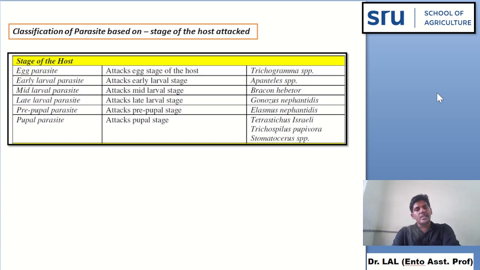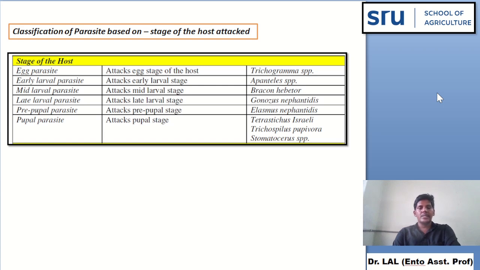Next, classification of parasites based on stage of the host attacked. That is, egg parasites attack the egg stage of the host. Example is Trichogramma species. Early larval parasites attack the early larval stage, that is Apanteles species. Mid larval parasites attack the mid larval stage, that is Bracon hebetor.